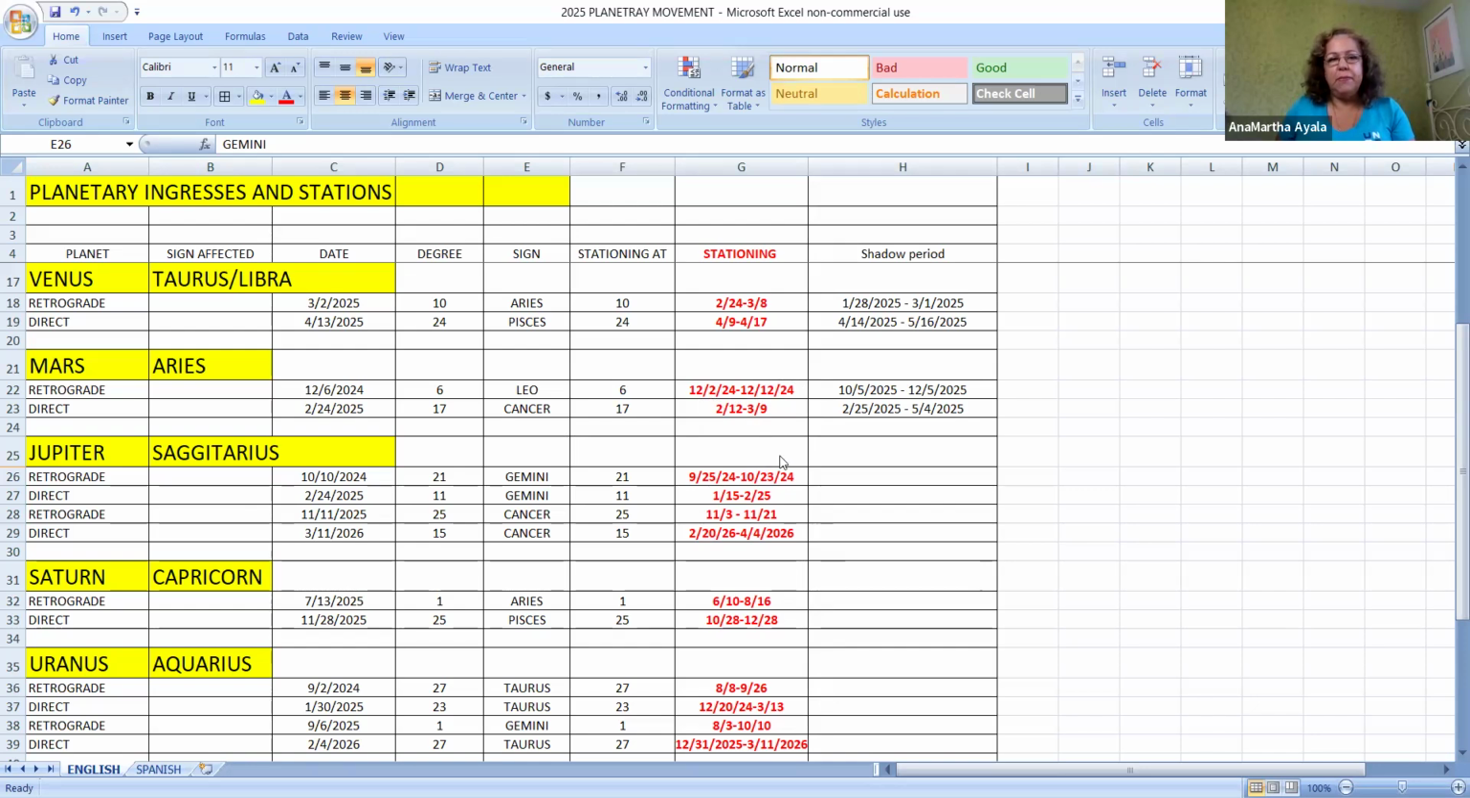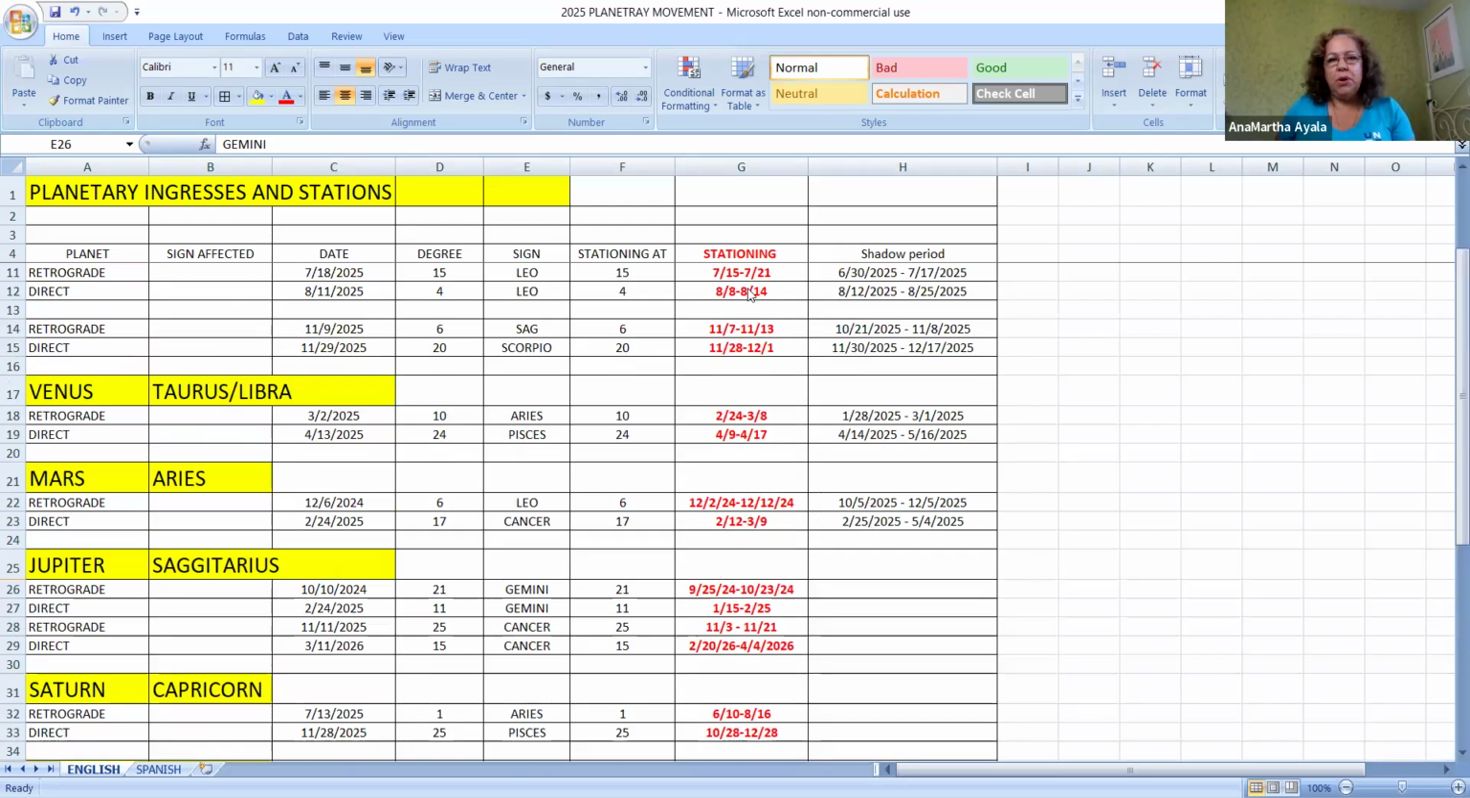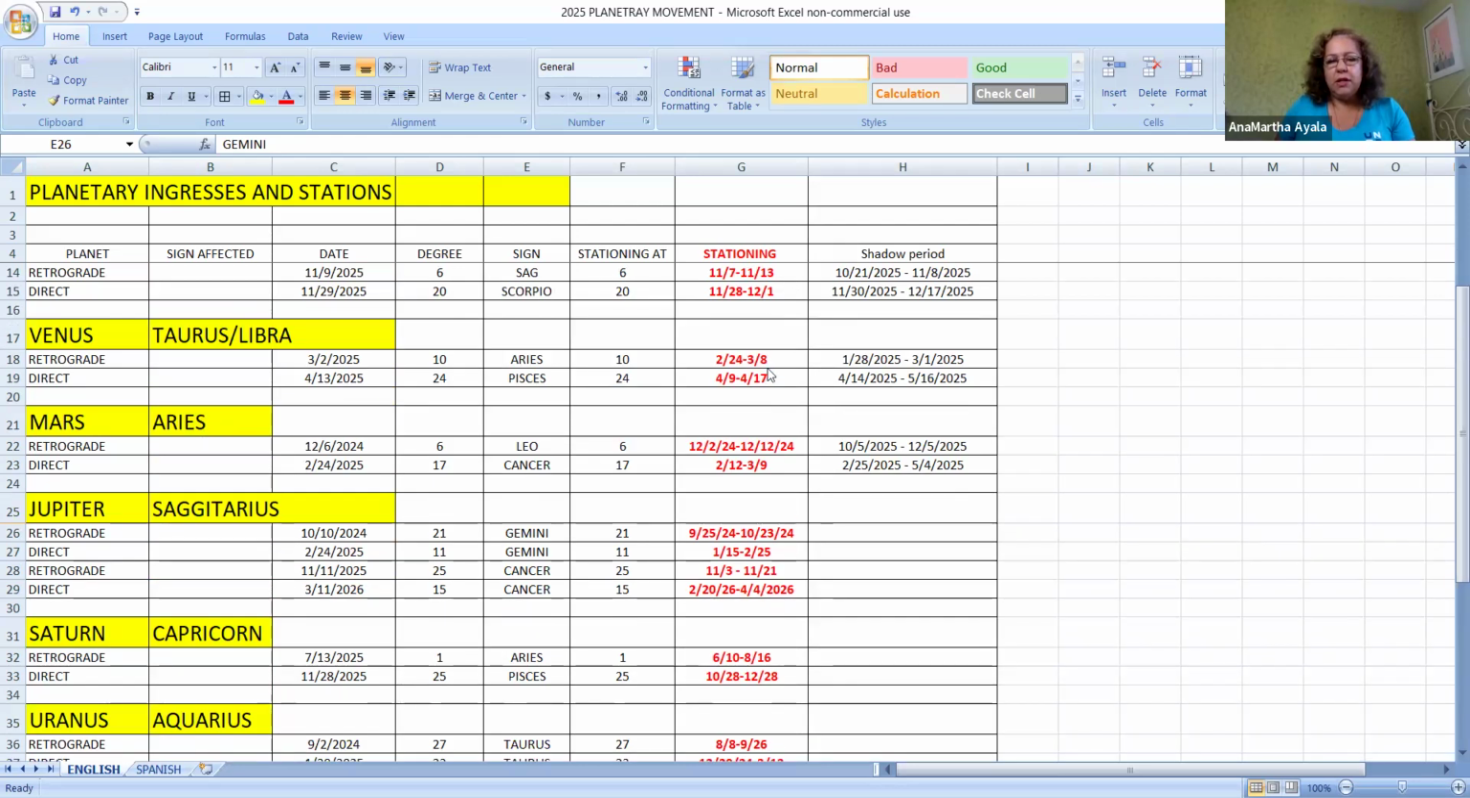And you can see that, with Mercury, it's just a few days, right? Venus is a little longer. And then now Mars, well, you have like 10 days. The stationing time tends to grow wider, right? And then the pre and the post shadow period.